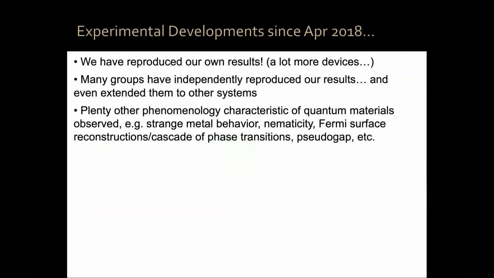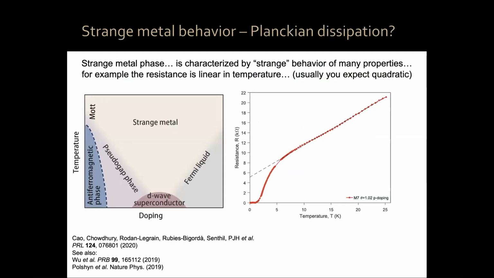Now, we have seen plenty of phenomenology characteristic of quantum materials, for example, strange metal behavior, nematicity, Pomeranchuk effects, cascades of phase transitions, pseudogap physics, all kinds of things. This is, for example, as in the cuprates, where the biggest wedge in this picture is a strange metal phase, characterized by strange behavior, hence the name, of many properties. A very characteristic one is that the resistivity is linear in temperature all the way from very high temperatures down to very low temperature. Usually you expect quadratic at low temperatures.